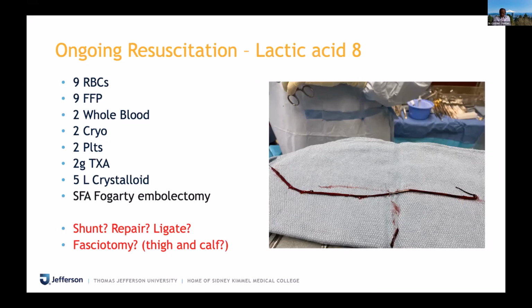So it'll be a staged procedure in my hands, and I would be cognizant of the fact that I'm spending a lot of time in the operating room, and he's got a lot of blood product on board. And I would like to get him to the ICU as quickly as possible to warm him up. Thank you.